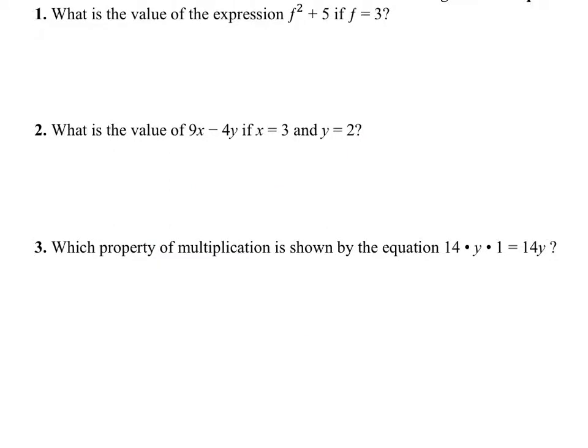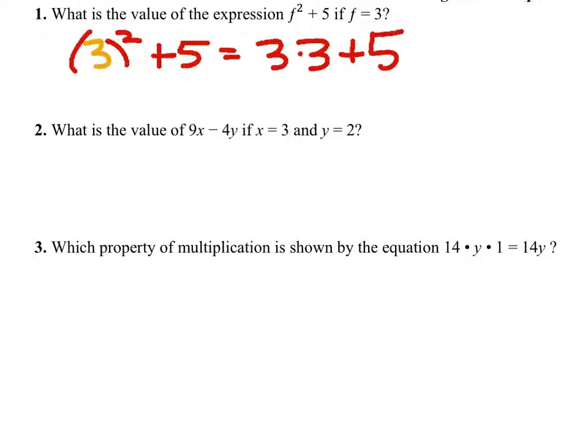What is the value of the expression f squared plus 5 if f is 3? Well, f squared is just f times f, so really we can make this a 3 squared plus 5, which again really is just 3 times 3 plus 5. So by the order of operations, we'd do 3 times 3, which is 9, plus 5, which should come out to 14.